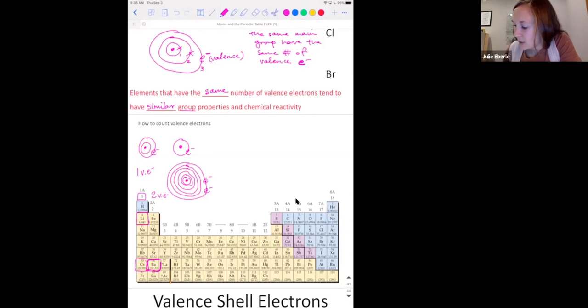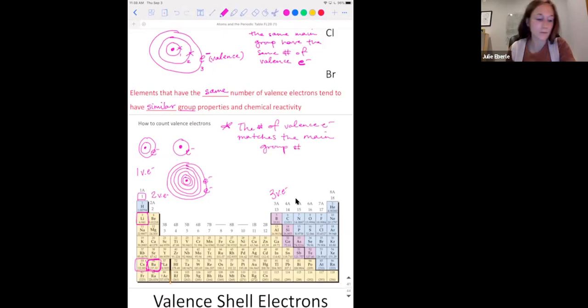Let's skip over here to main group 3. These have 3 valence electrons. What are you noticing? The number of valence electrons matches the main group numbering. I'm going to make a statement of that. The number of valence electrons matches the main group number.